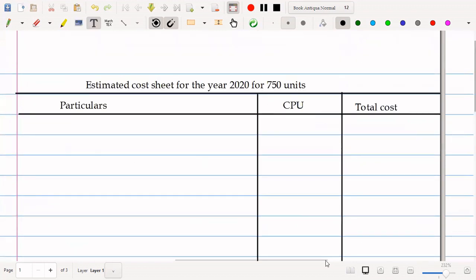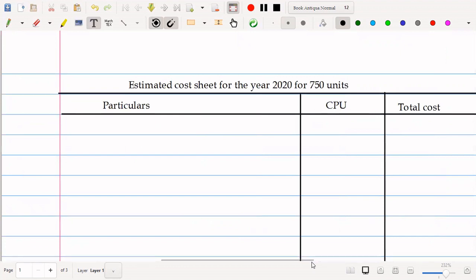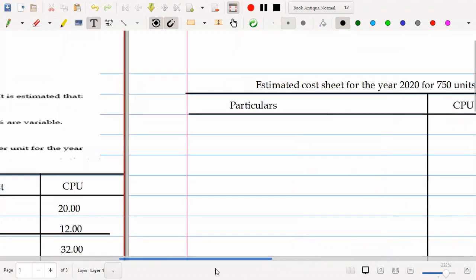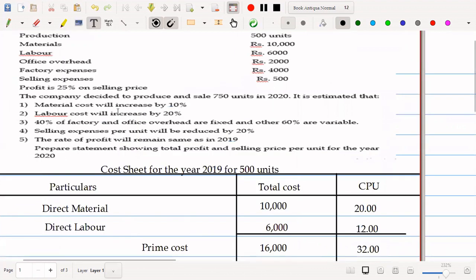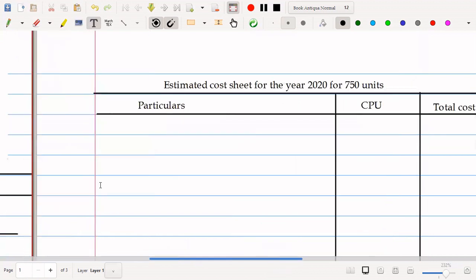Yes. So what's given in the problem? First point, direct materials. In the estimated cost sheet, direct material cost will increase by 10%. So last year it was rupees 20 and now it has increased by 10%. We should take CPU as base except office and administration overhead and fixed costs. All other cost CPU should be taken as base. Now last year it is 20 rupees, now it has increased by 10% more. Let's do it and see.